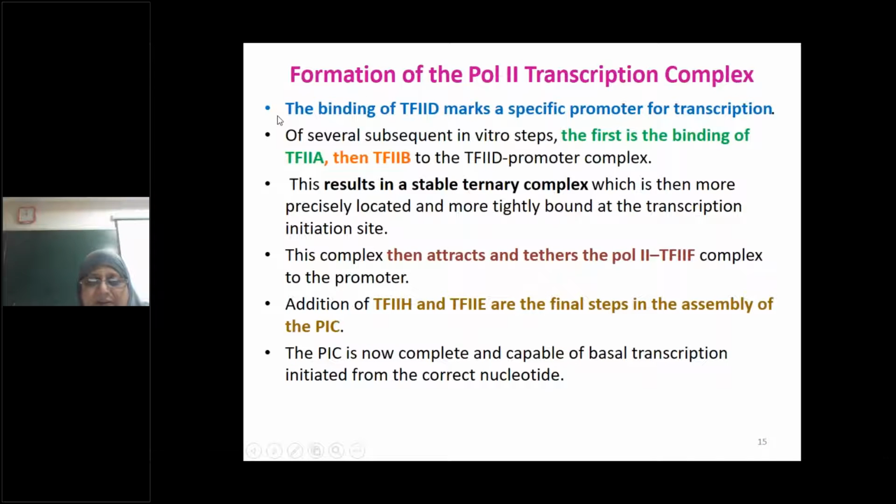So we'll just review what we have just seen in the figure. The binding of transcription factor 2D marks a specific promoter for transcription. Of the several subsequent in vitro steps, the first is the binding of transcription factor A, then B to the transcription factor 2D promoter complex. So this will result in a stable ternary complex, which is more precisely located and more tightly bound at the transcription initiation site. Now this complex that is composed of 2D, A, B and the promoter sequence will attract and tether the polymerase 2 enzyme and the transcription factor 2F complex to the promoter.